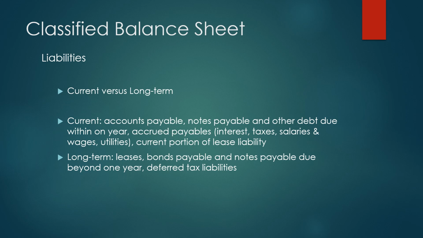Current liabilities typically include accounts payable, notes payable, and other debt due within 1 year. Accrued payables such as interest, taxes, salaries and wages, and utilities, and the current portion of a lease liability. Long-term liabilities include the remaining portion of the lease liability, bonds payable and notes payable due beyond 1 year, and deferred tax liabilities.